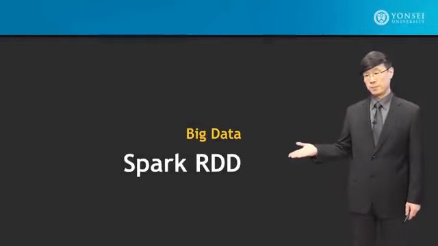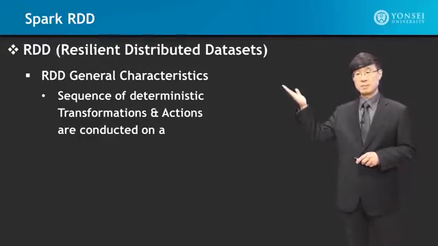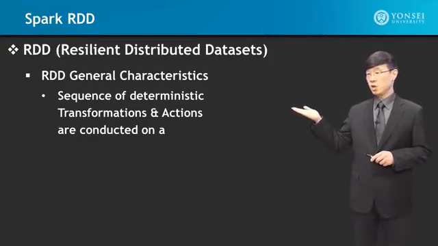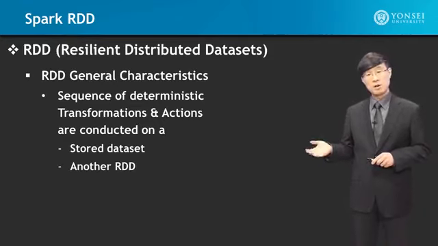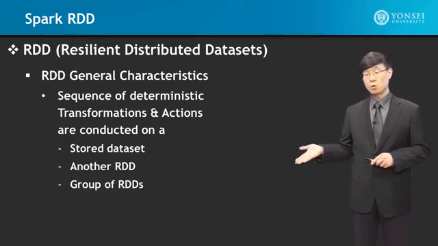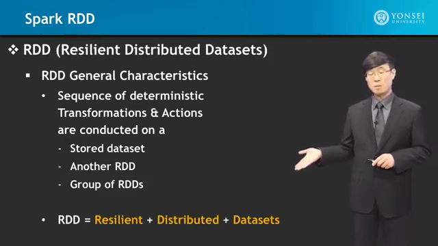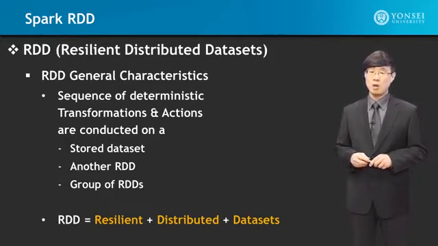Spark RDD. RDD stands for Resilient Distributed Data Sets. It has the general characteristics where a sequence of deterministic transformations and actions are conducted on a stored data set, another RDD, or a group of RDDs. The word RDD comes from a combination of resilient, distributed, and data sets, and we'll look into all three of these terms.